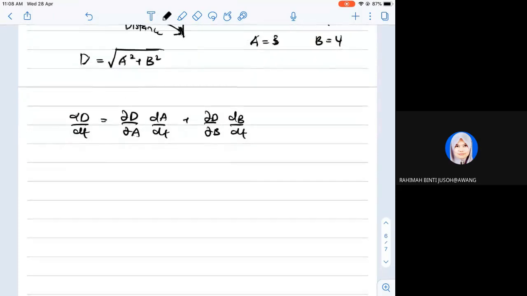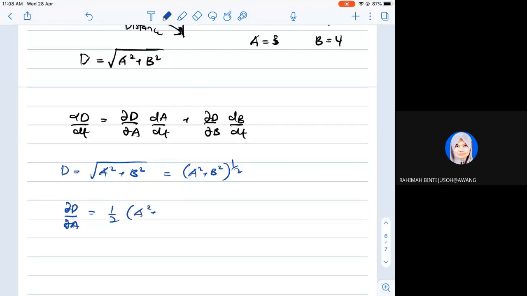So, differentiate. Okay, D equals this one. D equals the square root of A squared plus B squared, which is A squared plus B squared to the power of half. So differentiate del D over del A: 1 over 2, A squared plus B squared to the power of negative half, isn't it? Then multiply by, I differentiate D with respect to A now. Multiply by what? Differentiate inside the bracket.